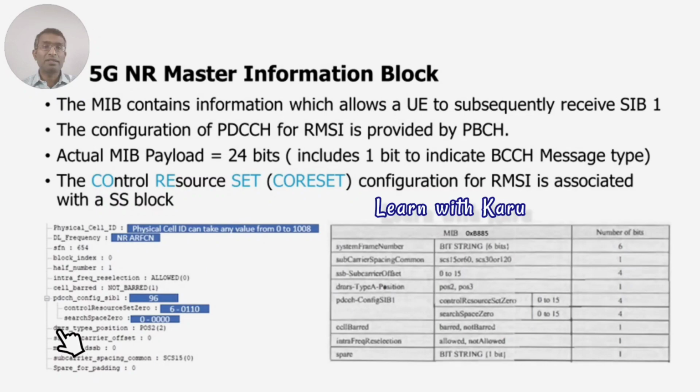MIB also contains the DMRS type A position. DMRS is nothing but demodulation reference signal. And the type A position bit tells whether it is position 2 or position 3. So in this example, we have position 2. Position 2 will allow 2 symbols for CORESET. CORESET is nothing but control resource set. So here, the periodicity of MIB is 80 milliseconds with a repetition within the 80 milliseconds.